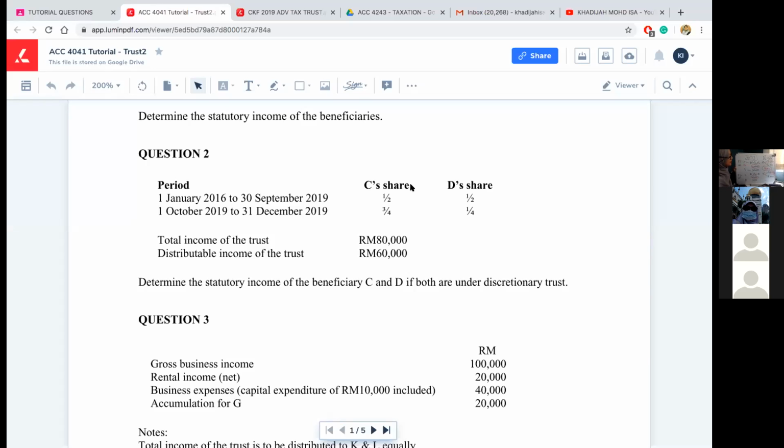So you do the same for beneficiary D. It means that total income received here is 35,000, but here is 22,500 plus 3,750, which one is lower also. So the distributable income for D is 22,500 plus 3,750. 26,250, right? But the amount here is 35,000. So the statutory income of D is still 26,250. So that would be the answer for question number 2. Do you need any further clarification?